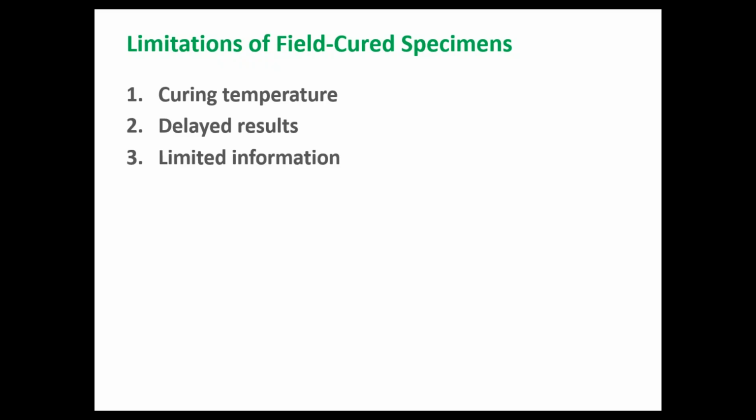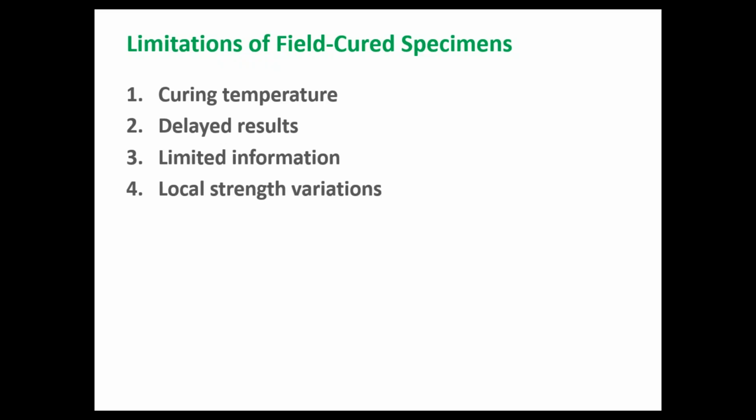There's obviously limited information associated with breaking one field cure cylinder, and these cylinders are basically thrown in the back of a pickup truck at day 1 or day 2 or day 3, and that's too early for concrete to go through that shock, and you may experience micro cracking in the concrete. The concrete may not break well in the lab, and that one cylinder or at best 2 cylinders may not give you accurate information on what's going on in your structure.